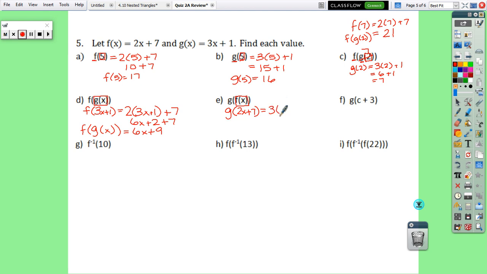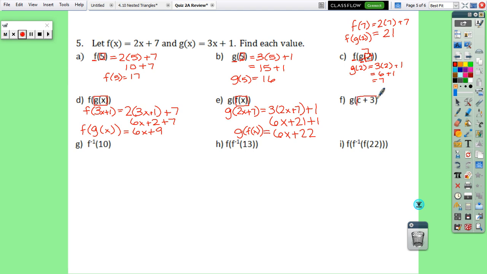So 3 times 2x plus 7 plus 1. Again, distribute and combine your like terms. So 6x plus 21 plus 1 is 6x plus 22. So g of f of x is equal to 6x plus 22.